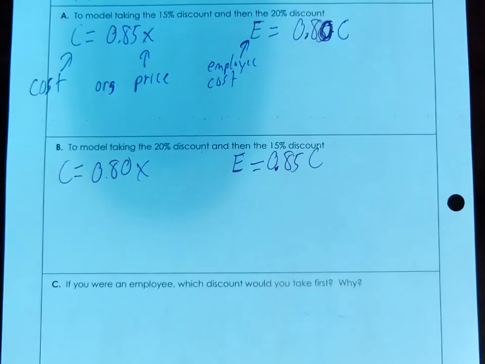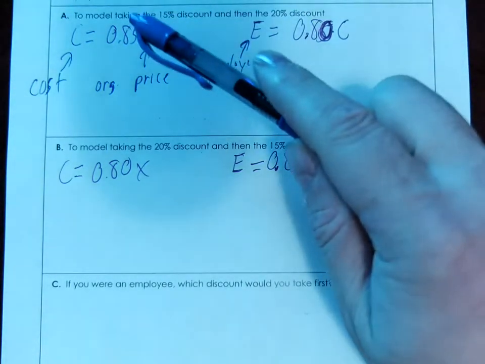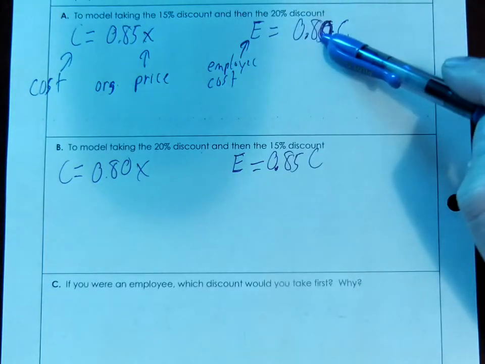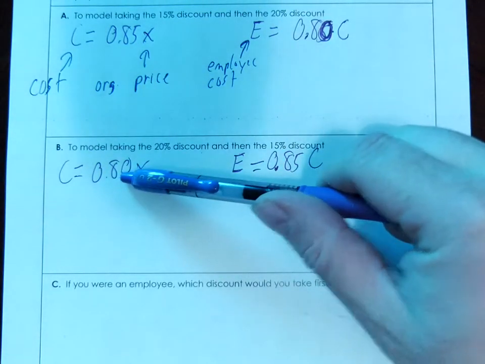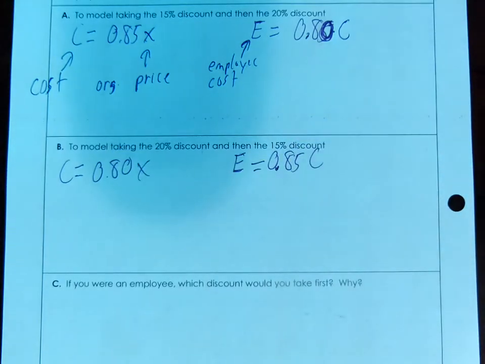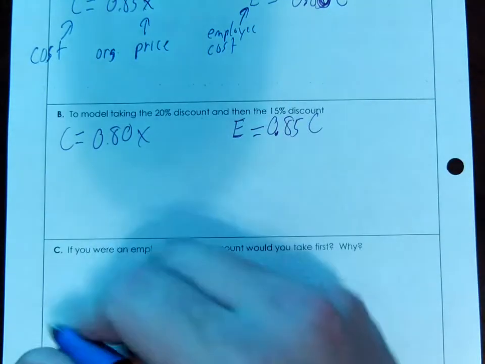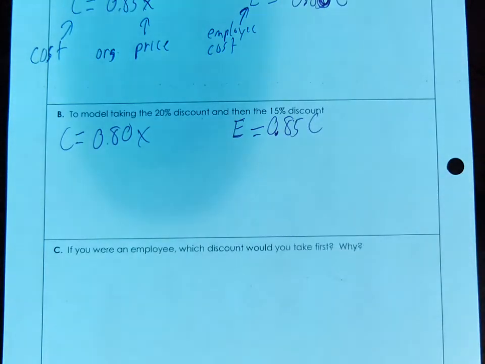So let's try something simple. Again, with these types of questions, you want to just try something simple. Let's say the item is $10. So is it easier if we take $10 and take 15% off first and then 20% off? Or is it easier if we take $10 and then take 20% off first and then another 15% off? So let's just figure that out. And I should probably grab a calculator since I don't want to do all the work by hand, even though 10 is a nice number.